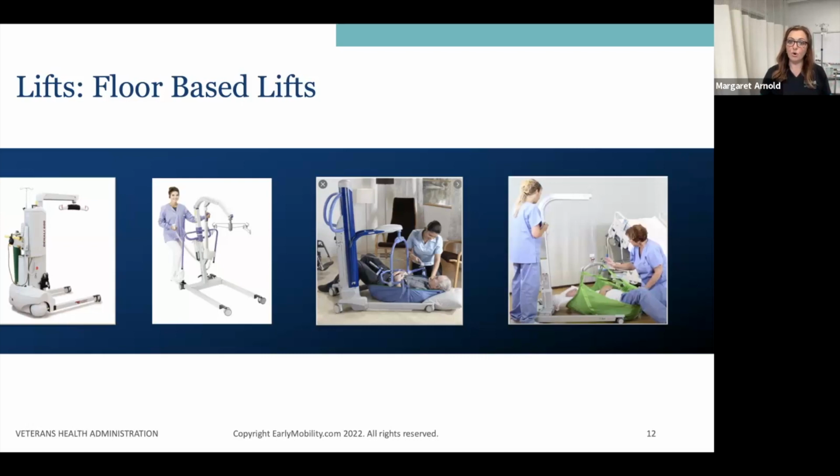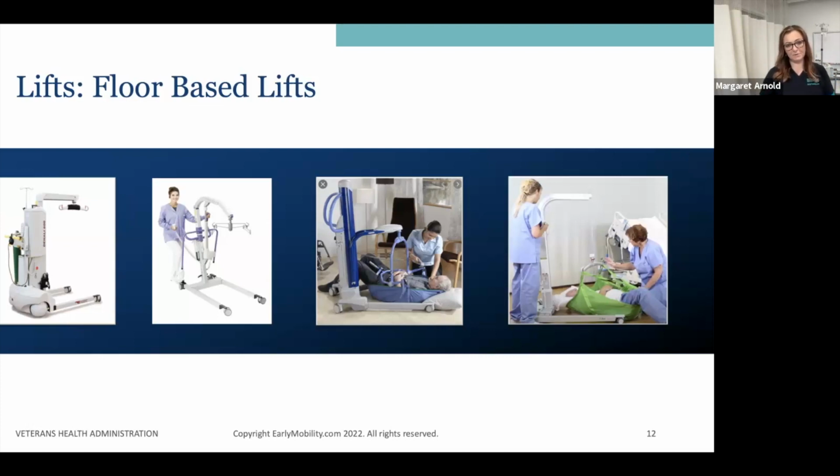So know whether your lift will go all the way to the floor. Know the push-pull forces and the size of the casters. Some lift manufacturers make different sizes of casters with a tall wheelbase and a short wheelbase, specifically for getting under patient beds.